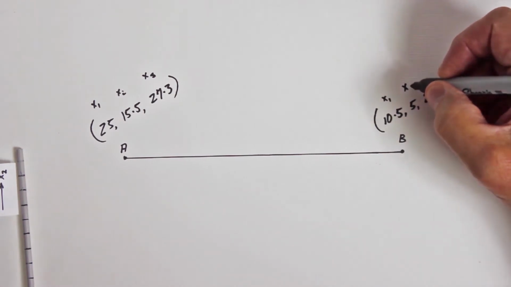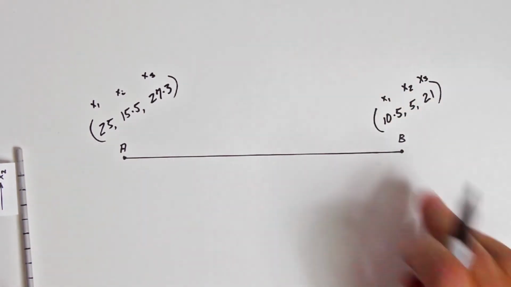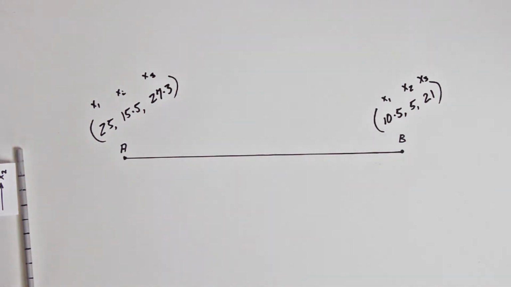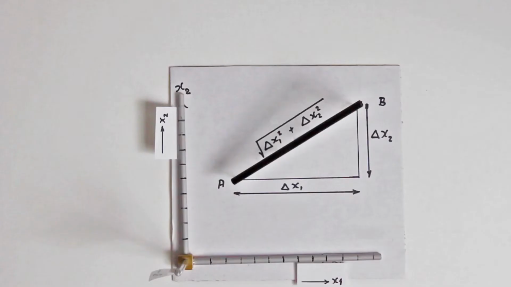As you can see, the convention I'm using is to enclose these in brackets with comma separators. I've added x1, x2, and x3 for clarity. These would not normally be shown. Now let's develop a simple method to calculate the distance between A and B using their 3D coordinates.